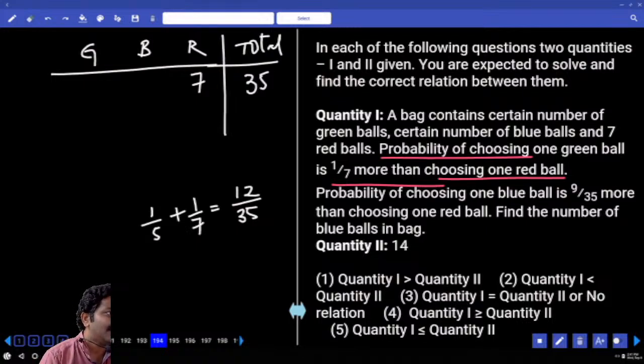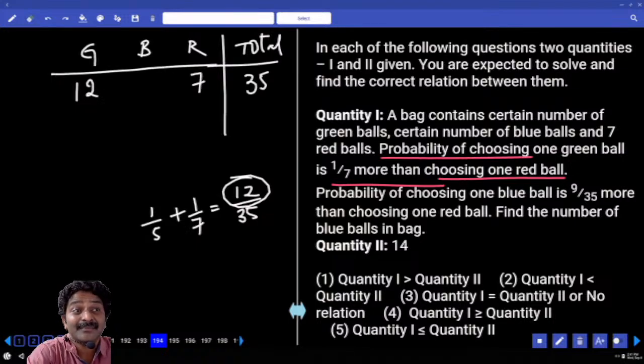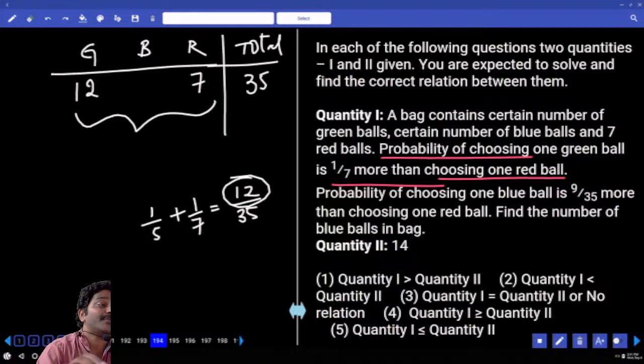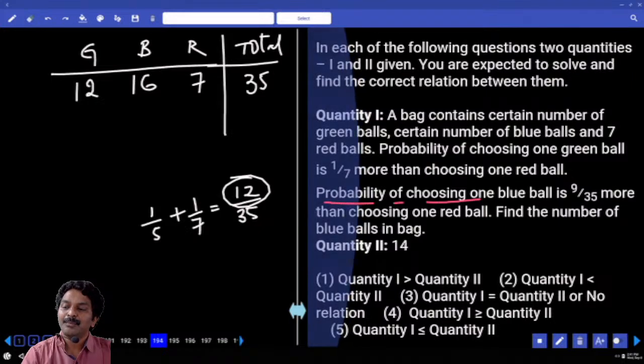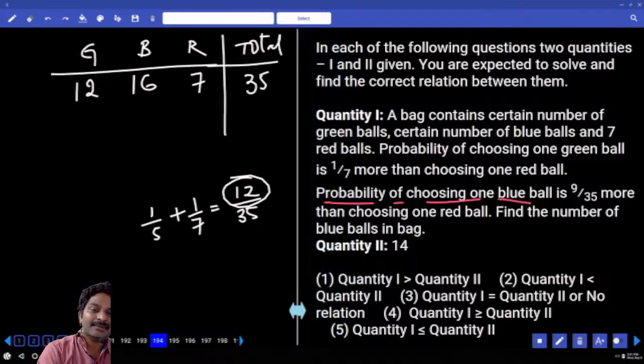This is the probability for getting which ball? For getting a green ball. So the numerator belongs to green only, denominator 35 total, which is already there. So if I take 12 green balls, how many red balls are there? 7. Total how many balls are there so far? 19 out of 35. Remaining 16 must be blue balls only. Just hold it. Let's see the other condition. Probability of choosing one blue ball: getting one blue ball probability is 16 divided by 35 only.